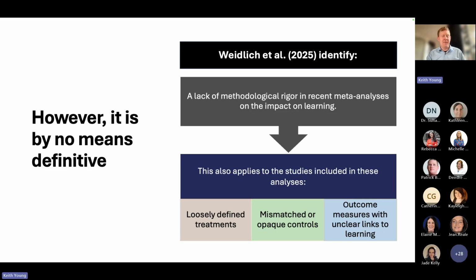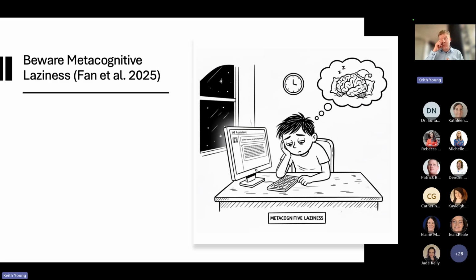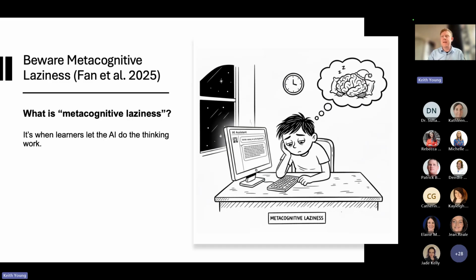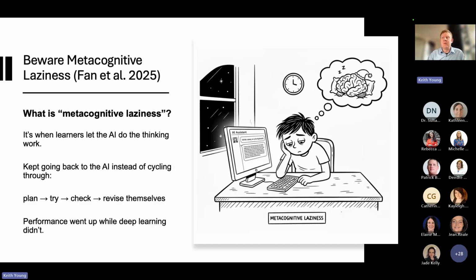And that idea around the if or the how really comes into this idea of what is being coined as metacognitive laziness. So Fan et al. conducted a study and they've come up with this term. They may not have been the first ones to coin it, I'm unsure on that. But metacognitive laziness is when learners let the AI do the thinking work. And what they found was that a lot of the learners that were using AI kept going back to AI instead of cycling through plan, try, check, and revise themselves. And while their performance went up, their deep learning didn't. So if we're using this to take shortcuts in terms of cognitive processes, there is undoubtedly going to be harms that result from that. And that applies to learners of all ages. That applies to people who work in any sort of profession.